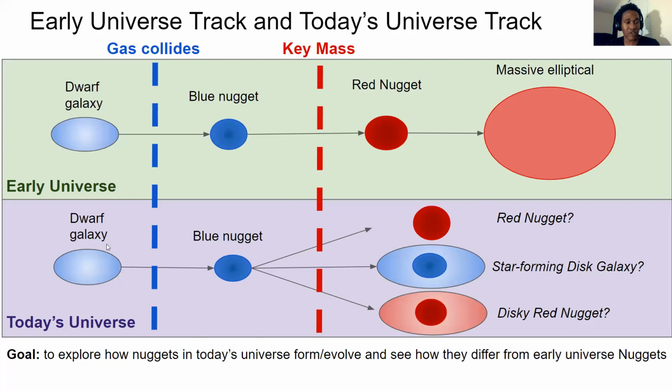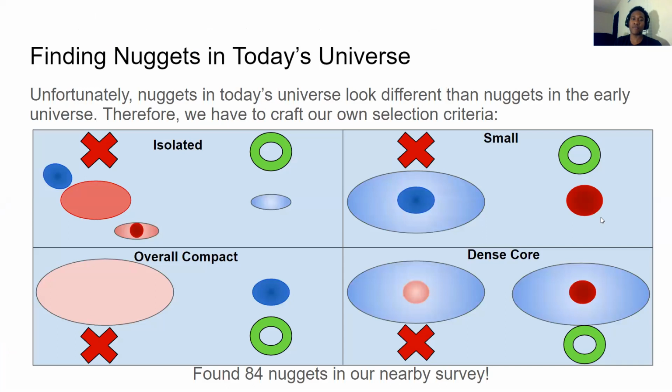In today's universe, it starts off similarly with a dwarf galaxy, gas colliding, turning into a blue nugget. But as it passes the key mass threshold, we may find that it evolves into a red nugget, or it is possible that it may regrow a star-forming disk and turn into a star-forming disk galaxy. And additionally, we've also seen evidence of disky red nuggets as well. With that said, our goal is to explore how nuggets in today's universe form and evolve and see how they differ from nuggets in the early universe.